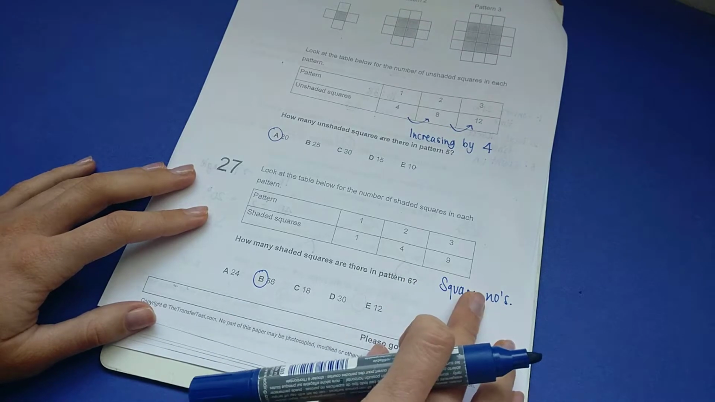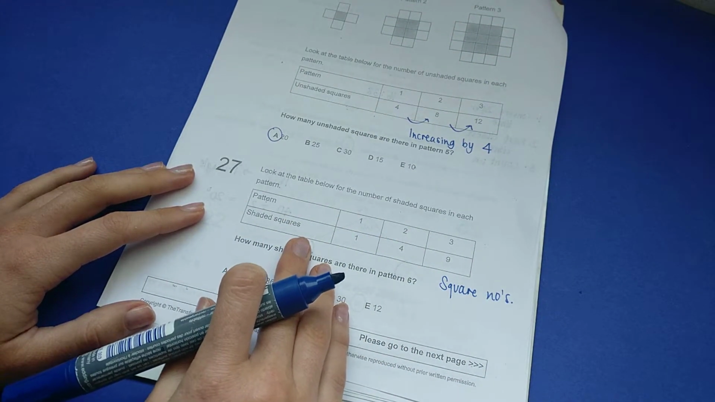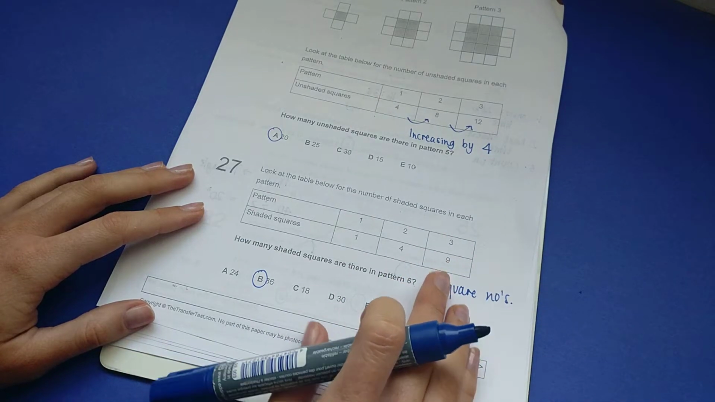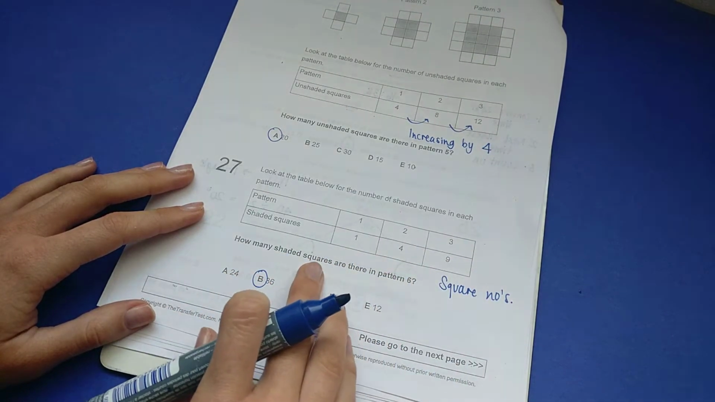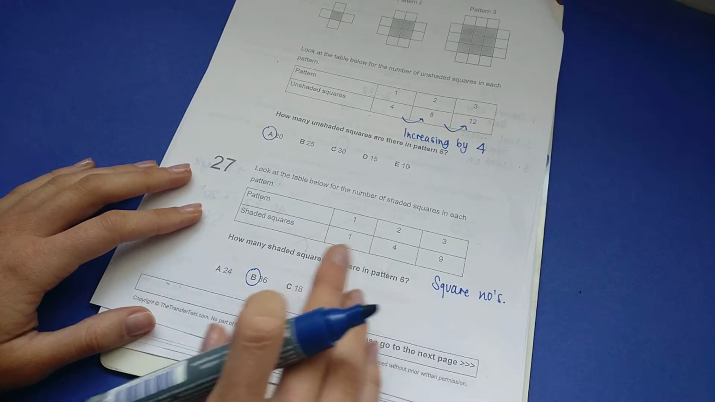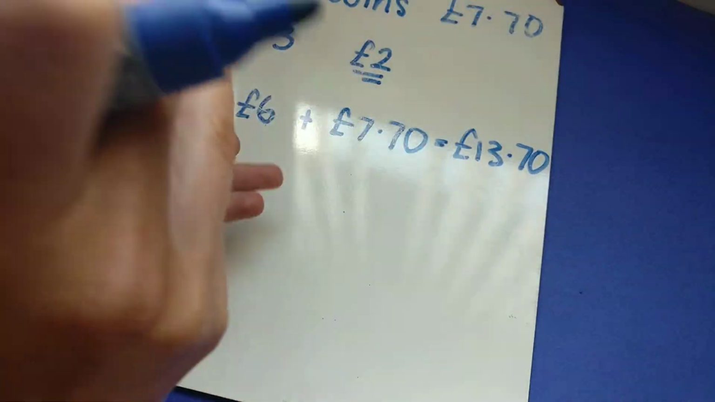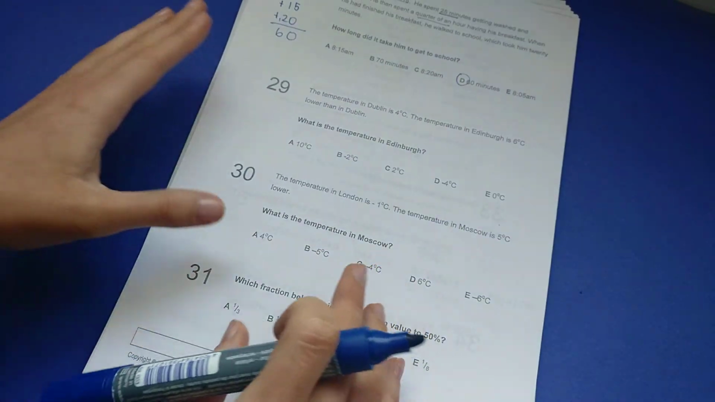And here you should have recognised that these are square numbers. You should instantly recognise that pattern. And you know that we're looking for pattern 6, okay? So the 6th square number would be 36, because 6 times 6 is 36. Very, very, very simple. We should definitely have picked up points there.